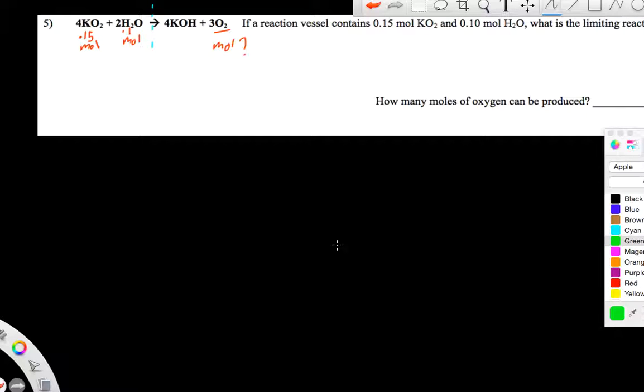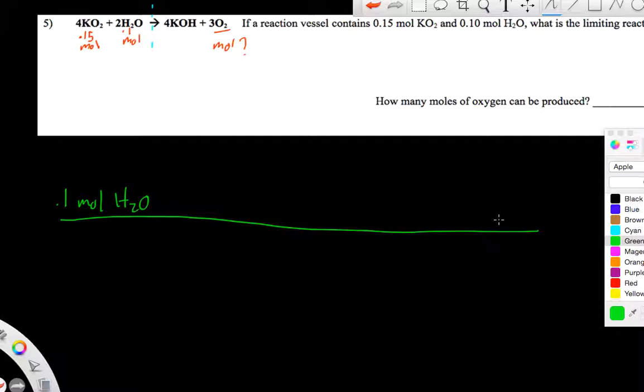We're going to use dimensional analysis, and we start with 0.1 moles of H2O, and we are trying to convert our units to moles of O2. That's my end goal on the right. So let's run through some dimensional analysis. So 0.1 mole H2O. Since I'm already in moles, I can jump right to the mole-to-mole ratio.